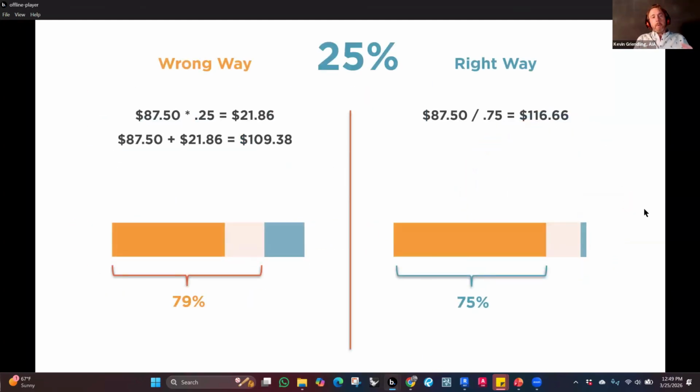The wrong way essentially takes 87.50 and multiplies it by 0.25 to get a value of 21.88, and adds that back to 87.50 to get a value of 109.38. I'll explain these diagrams in a moment, but the correct way is to do 87.50 divided by 0.75. So you're dividing it by the inverse of the profit goal that you wish to achieve. It gives you a value of 116.66. Now, why are those two values different? Does anybody have a response for that?